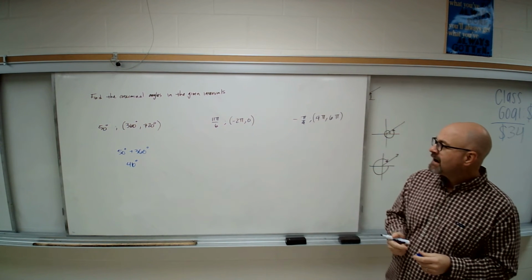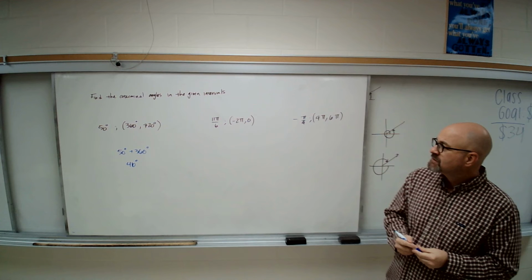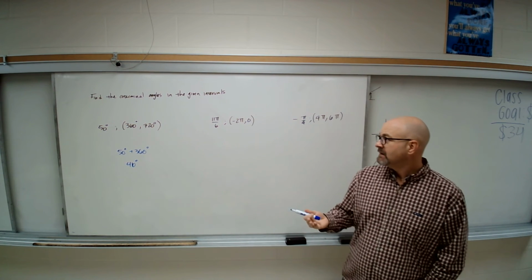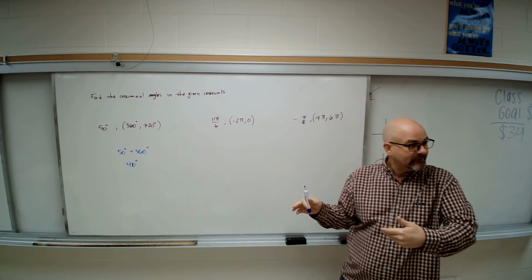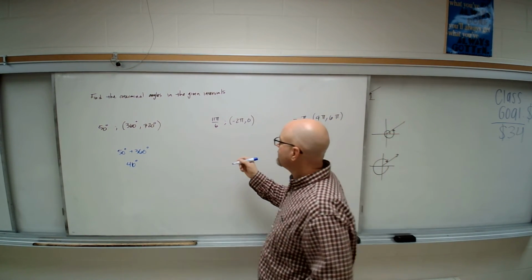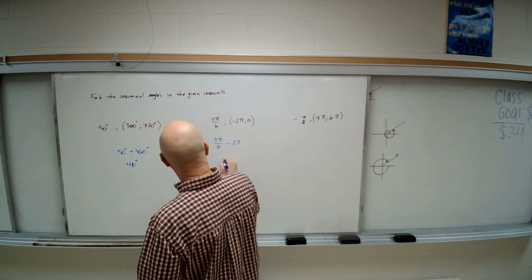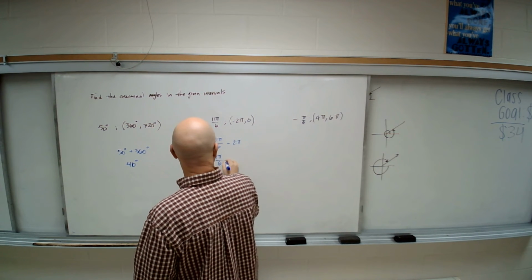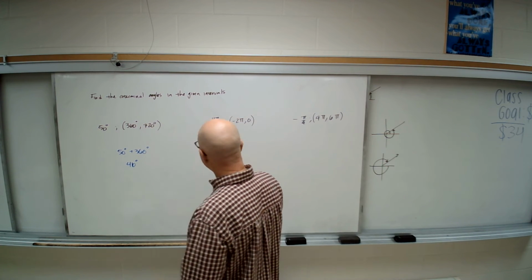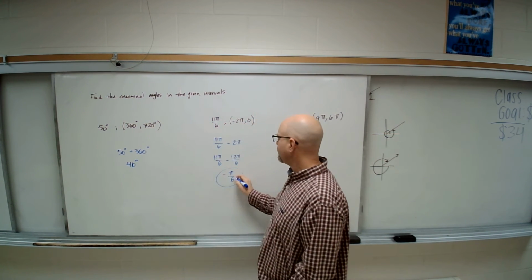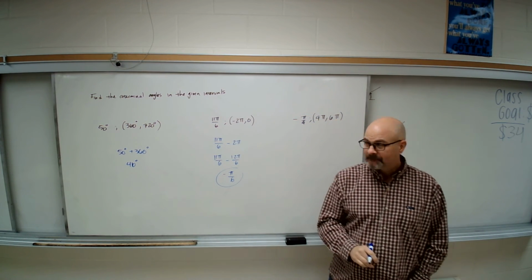Here we have 11 pi over 6. What's coterminal between negative 2 pi and 0? Well, it's negative, so let's subtract 2 pi. So here we get 11 pi over 6 minus 2 pi, minus 12 pi over 6, right? Common denominator. So you get negative pi over 6.